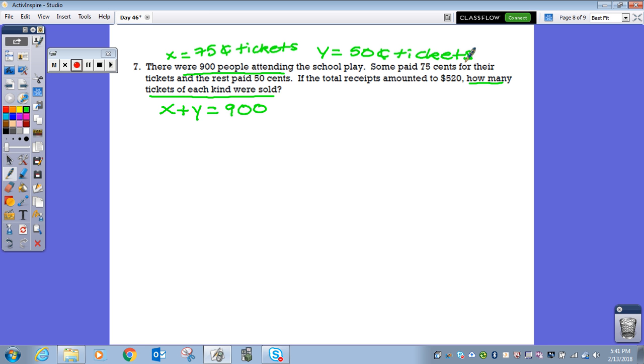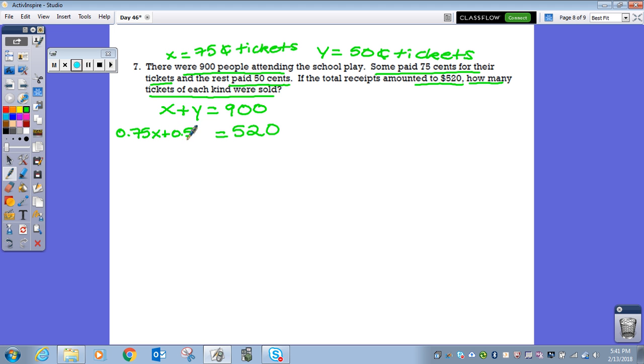My second equation now is going to deal with money. We talked about this: 75 cents for the tickets, 50 cents for the other tickets. Our total amount is $520. So we know that 520 is our total amount. And so then we're going to put 0.75x because that's how much one type of ticket costs.